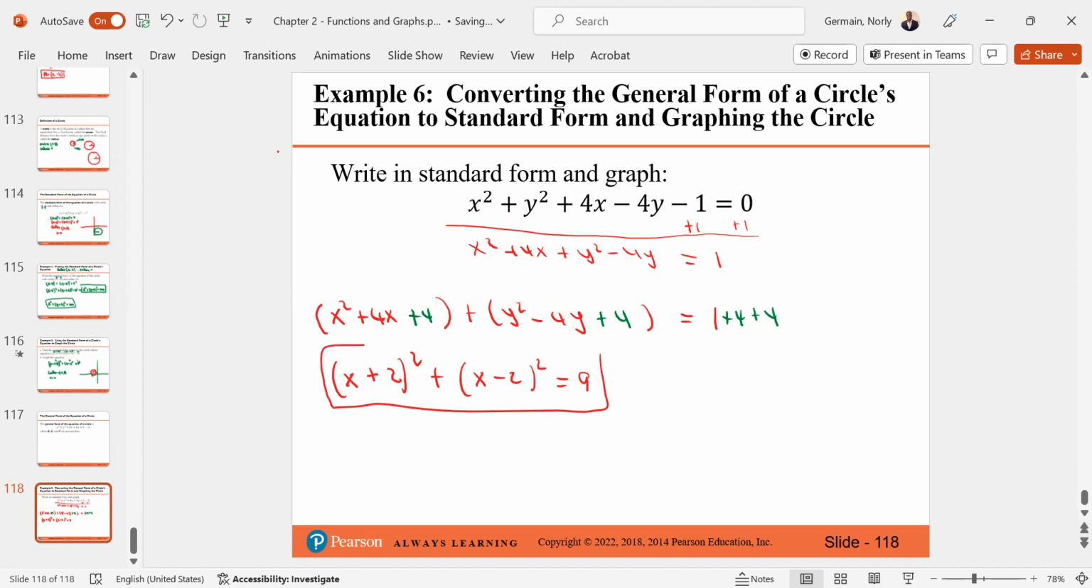They ask you to write it in standard form. That's what you did. Do not hesitate if you feel like you're having a hard time with that. All right, remember the center here is negative 2, 2, and the radius is the square root of 9, which is 3.